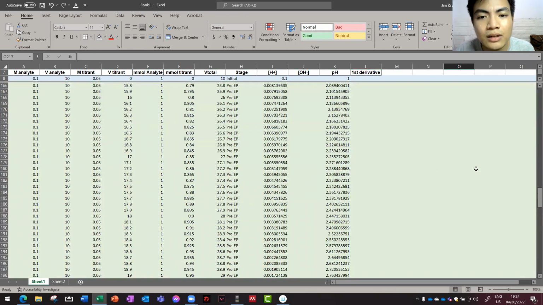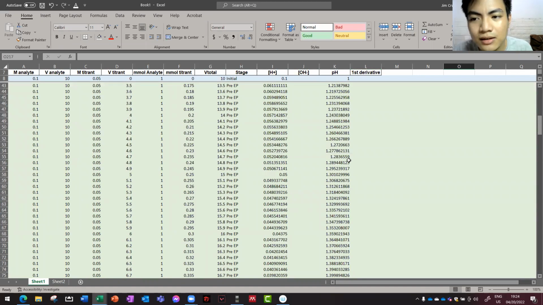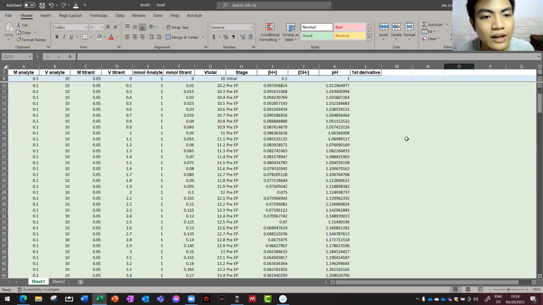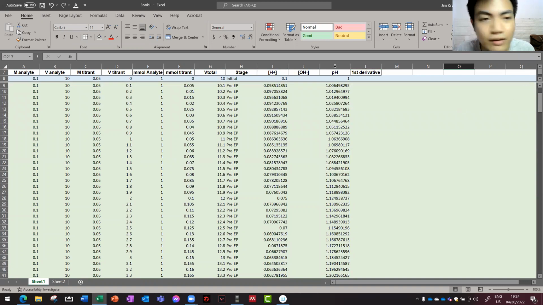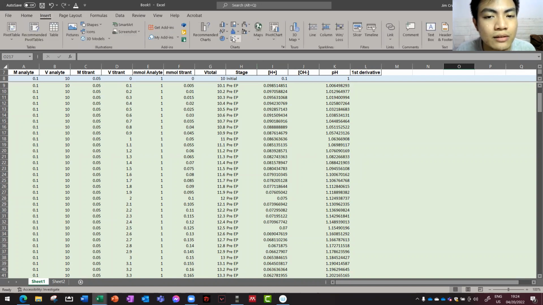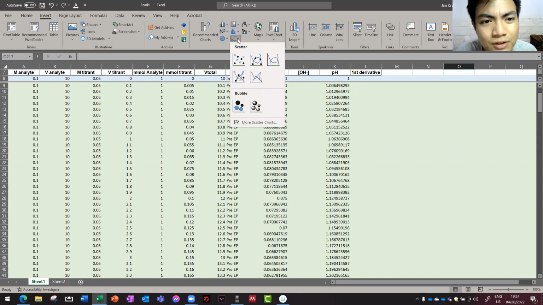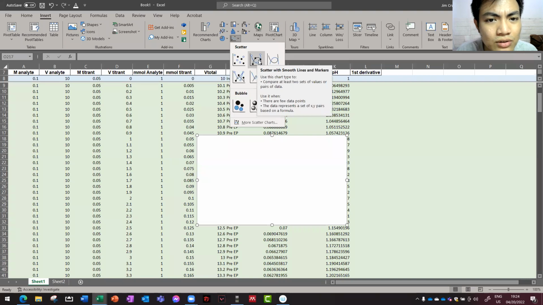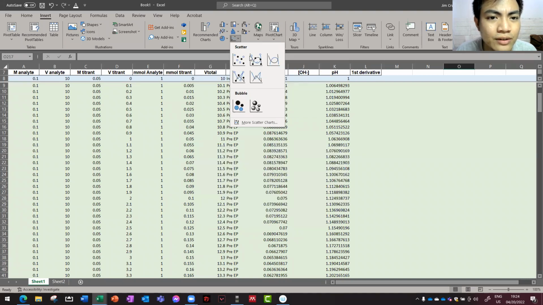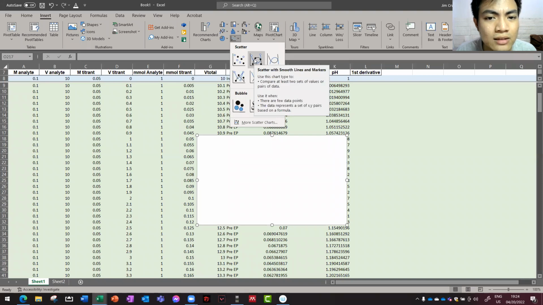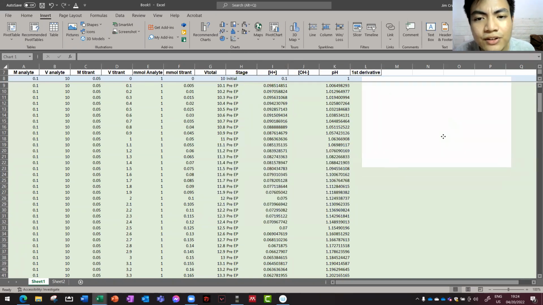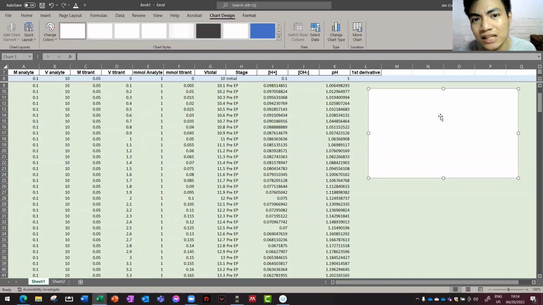Okay, there you go. Now your next task is to convert this into a graph. In converting this into a graph, all you have to do is go to insert and then select the scatter plot. Choose the scatter plot with smooth lines. At first it will be blank because you don't have any data here yet. So what I want you to do is select your data.